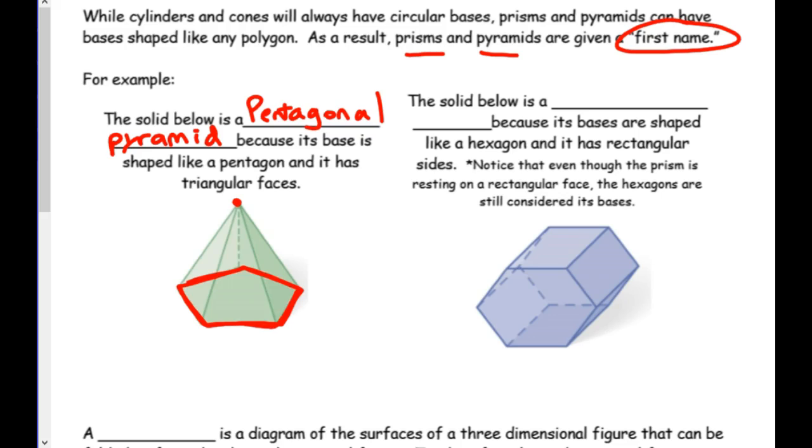Off to the right here, the solid below is a... Now, does everyone see? I have this face connected to the same exact face over here. Now, it's not a circle, so I wouldn't call it a cylinder. What do I call it when there are 2 bases like that? Who thinks they know? When I got 2 of the same bases connected by parallelograms.